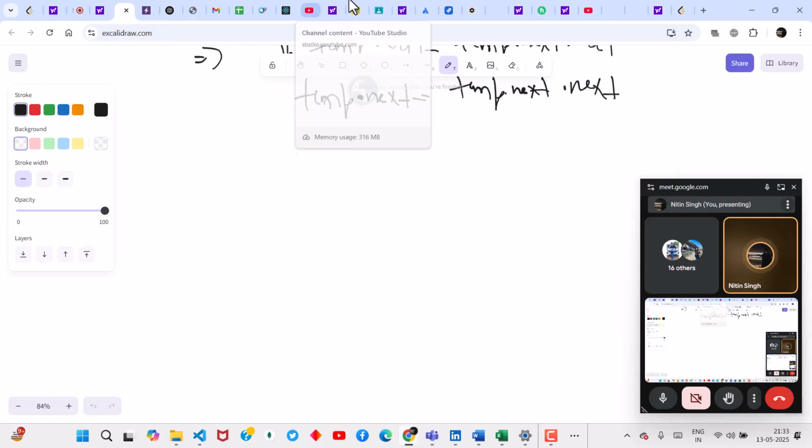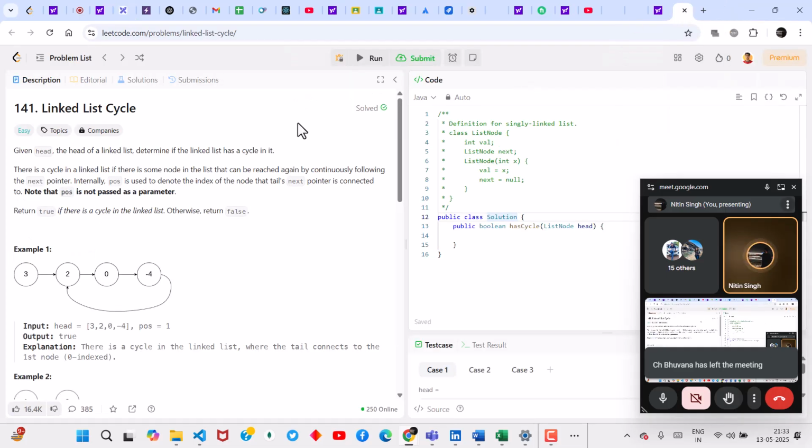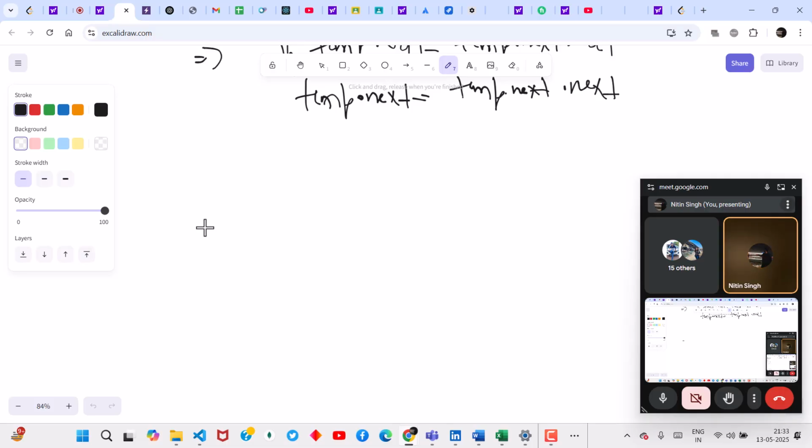Let's say I'm taking the first linked list. I have 3, 2, minus 4. So let me draw that linked list. I have 3, and in the next of that I have 2, minus 1, and that is 4. So 3, 2, minus 1, 4, and 4 is connected with 2 again.